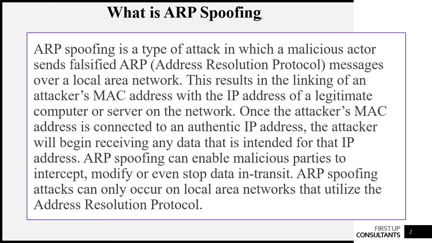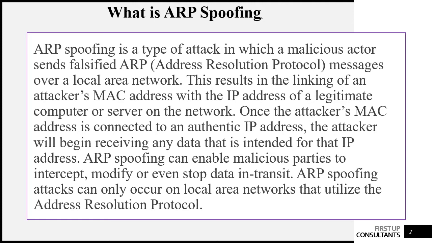What is ARP spoofing? ARP spoofing is a type of attack in which a malicious actor sends falsified ARP messages. ARP is Address Resolution Protocol. That's the full meaning. It is when an actor sends falsified ARP messages over a local area network.